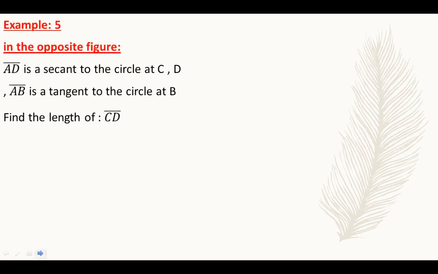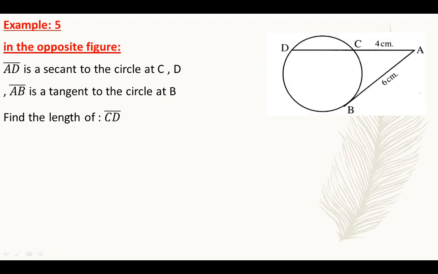Example 5. In the opposite figure, AD is a secant to the circle at C and D. AB is a tangent to the circle at B. Find the length of CD. Okay, this is the third case because here AB is a tangent. If AB is a tangent, so what is the rule? AB power of 2 equals, this is the tangent power 2, equals AC multiplied by AD.